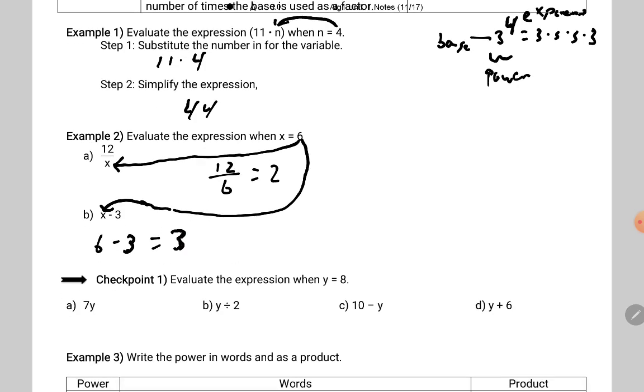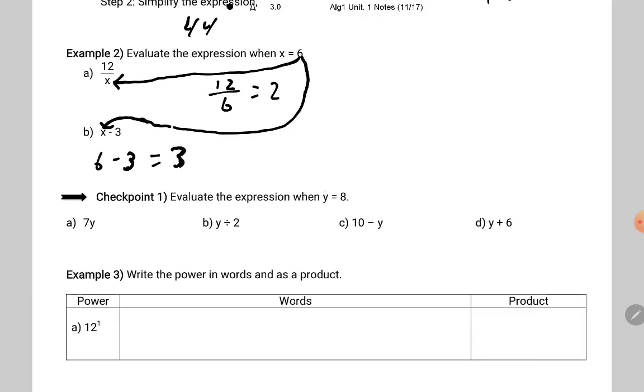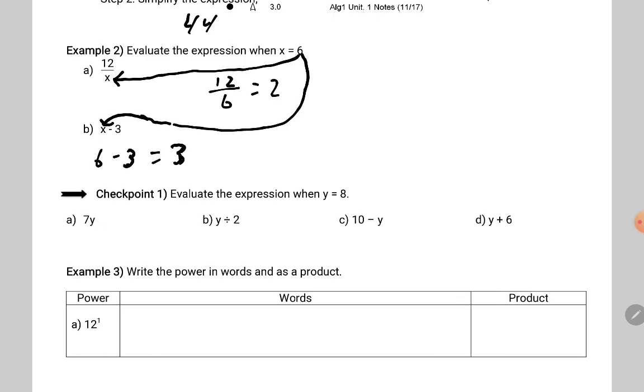Okay, next. Let's do some more. 7y. So 7y means 7 times y. Whenever we write a letter next to a number, that means multiplication. Otherwise, we would say y divided by 2, or minus, or plus. But if they're written right next to each other, it's multiplication.